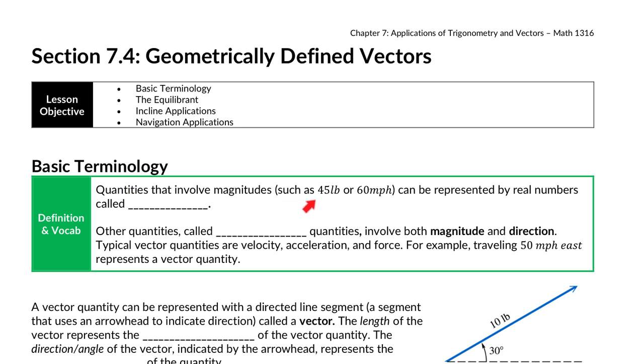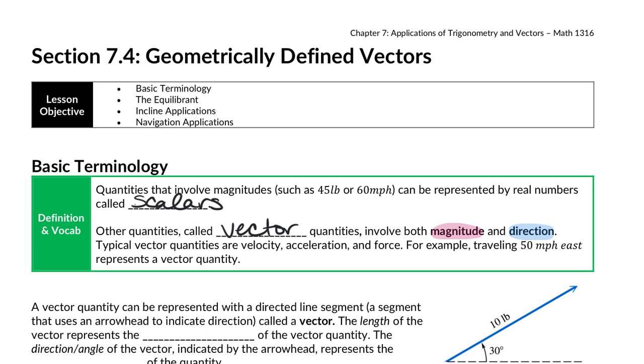Other quantities, called vector quantities, involve both magnitude and direction. So we're going to have a magnitude and we're going to have a direction. Typical vector quantities include velocity, acceleration, and force. Those of you in physics have worked with the idea of vectors. I just don't think we have used vector mathematics to explain them as well as you will see here, because we're really diving into the math of these forces.